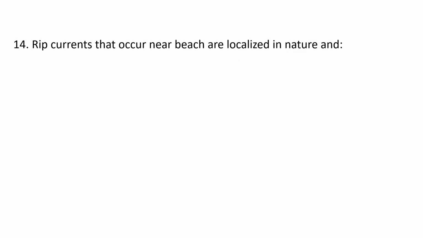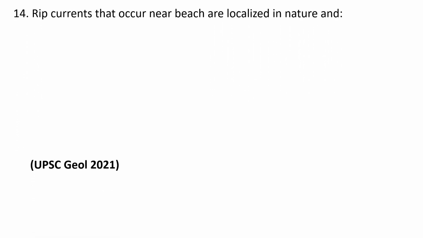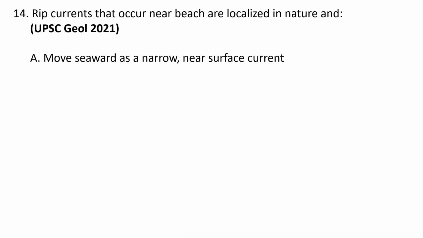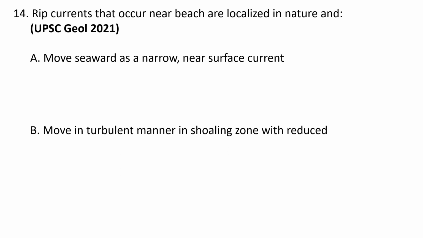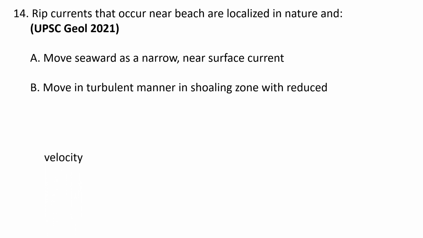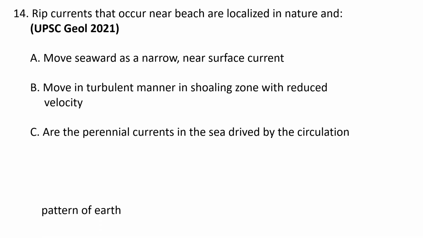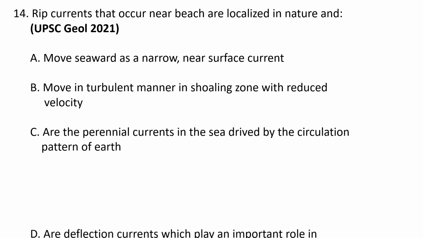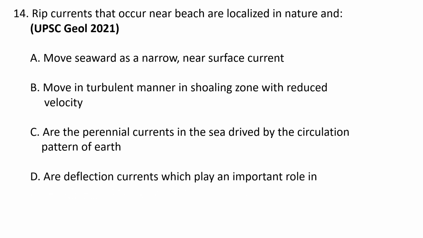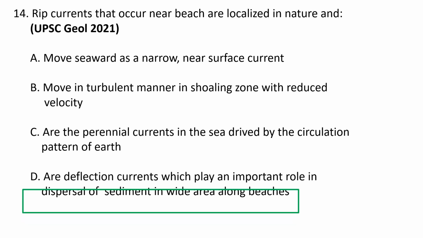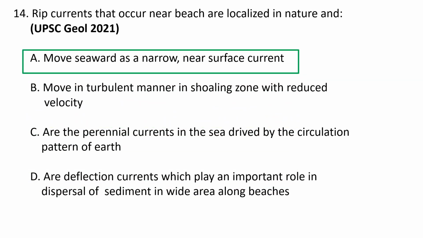14th question. Rip currents that occur near beach are localized in nature, and how will they move? Choices are A. Move seaward as a narrow near surface current, B. Move in turbulent manner in a shoaling zone with reduced velocity, C. They are the perennial currents in the sea driven by the circulation pattern of the earth, and D. They are the deflection currents which play an important role in the dispersal of sediment in wide area along the beaches. So the correct answer is A. They move seaward as a narrow near surface current.